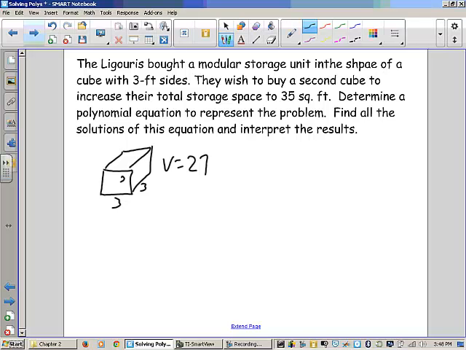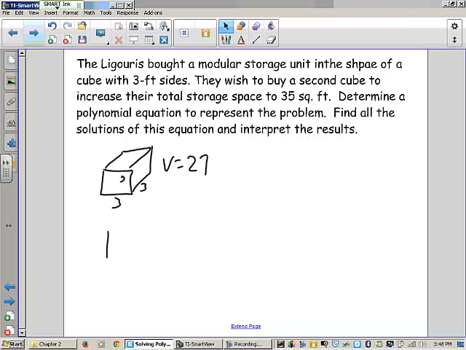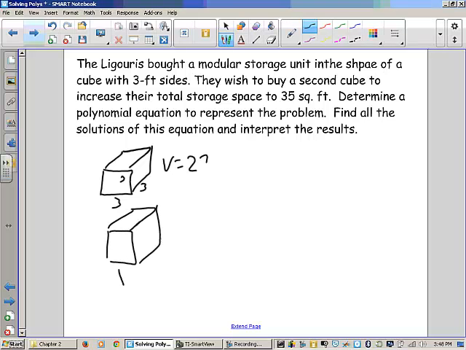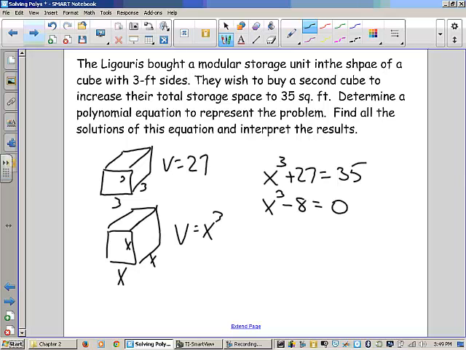They want to buy another cube to increase their total storage to 35. So they're going to buy another cube. We don't know what the new cube is, but it's x by x by x. So the volume of the new cube is x cubed. They want their total storage space to be 35 cubic feet. So in that case, it's going to be x cubed plus 27, and we want to keep 35. If I solve that, I'm going to subtract 35 from both sides, which gives me this formula.